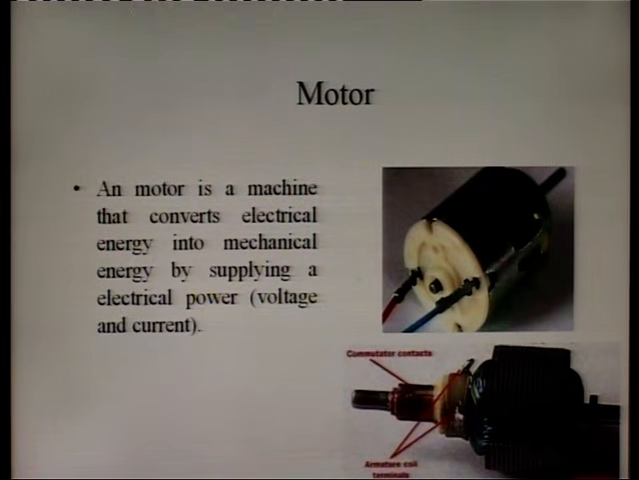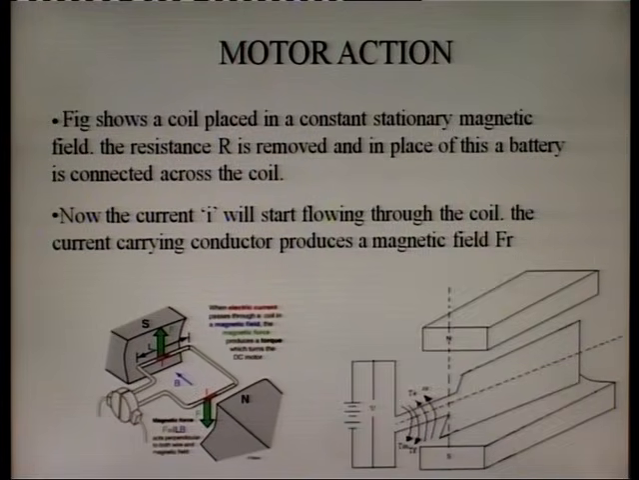Motor. A motor is a machine that converts electrical energy into mechanical energy by supplying electrical power, voltage or current. Motor action. Previously we discussed the generator action. Now we are going to discuss the motor action. The same machine which is used as a generator is now used as a motor. So the difference is the input. In a generator the input is mechanical torque, but in motor action the input is electrical.